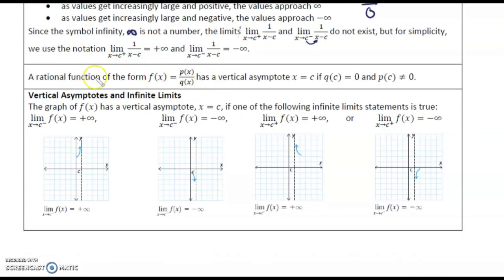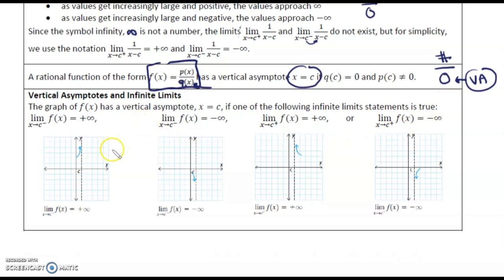As a recall, a rational function is in this form: f at x equals p at x over q at x. It has a vertical asymptote x equals c if, when we plug c into the denominator, q at c equals 0, and p at c does not equal 0. Essentially, when we plug in some value of c, we yield some number over 0. Therefore, because we get a 0 in the denominator, we have a vertical asymptote.